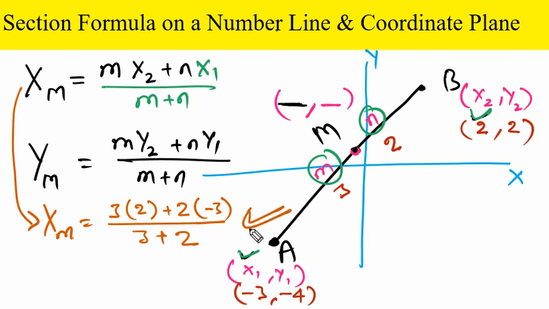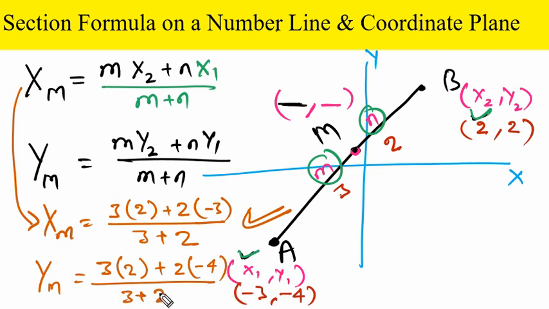Solve this and you will get the x coordinate of point M. The y coordinate of point M will be similarly 3 multiplied with y2, which is again 2, plus 2 multiplied with y1, which is -4, over 3 plus 2. Solve this and you will get the y coordinate for point M. So that's how you will find the coordinate of the point on a coordinate plane. That's it for this video, and see you in the next one.